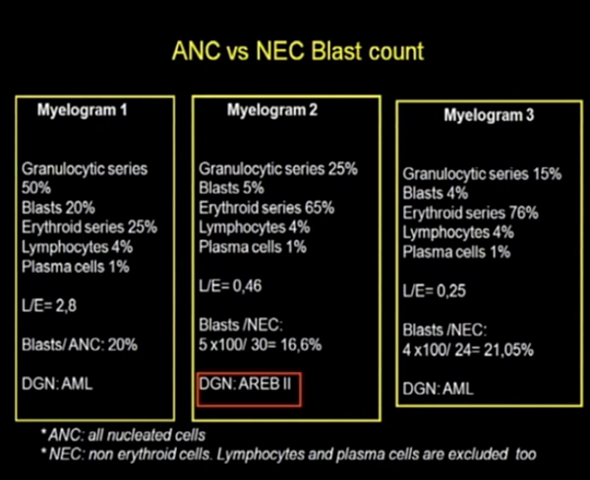So again, ANC means all nucleated cells of your myelogram. NEC, non-erythroid cells: lymphocytes and plasma cells are excluded.